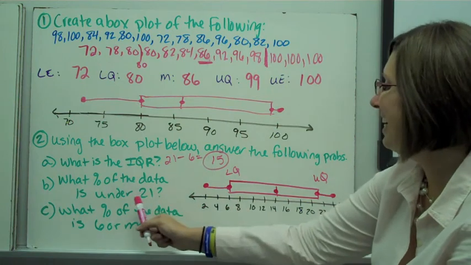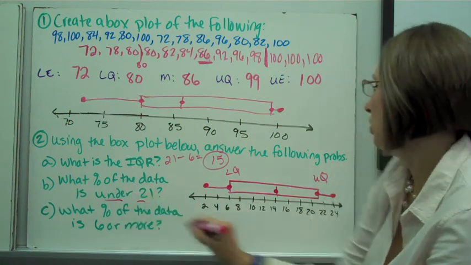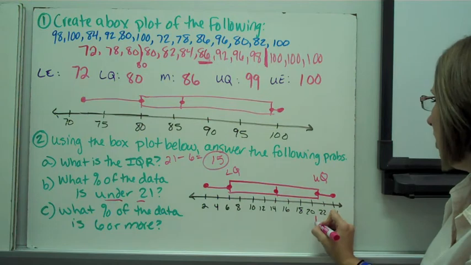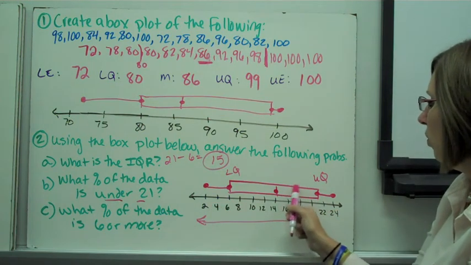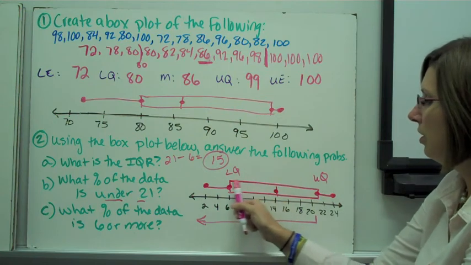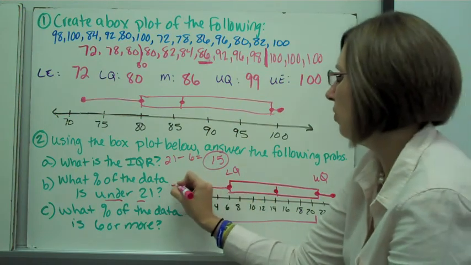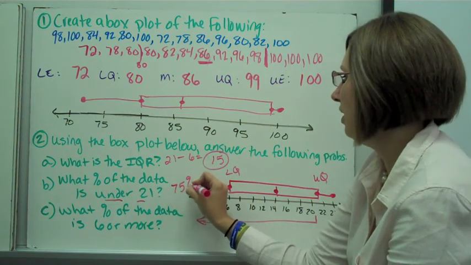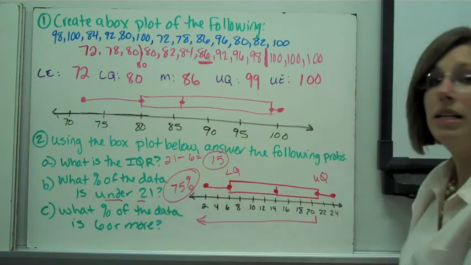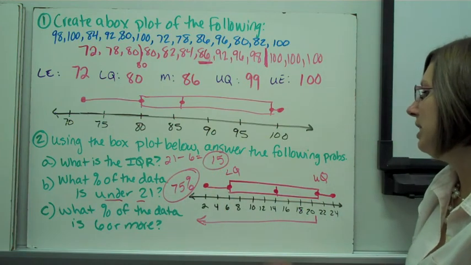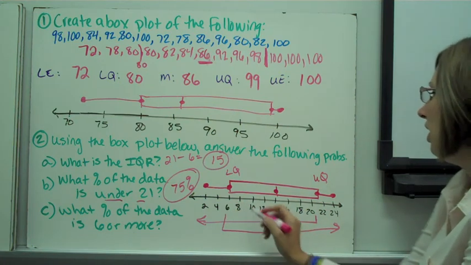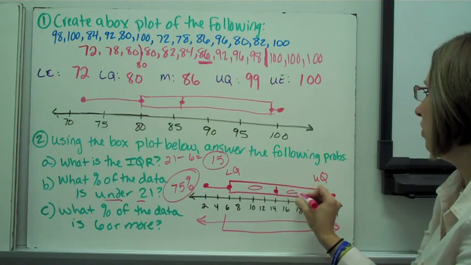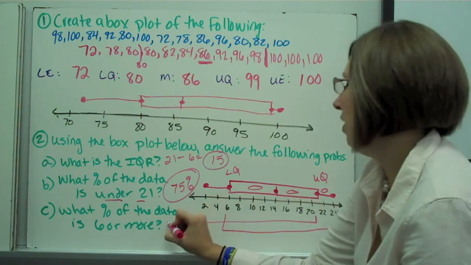What percent of the data is under 21? So here's 21, and I'm going under. So it looks like I have 1/4, 2/4, 3/4. 3/4 is worth 75%. And the last one, what percent of the data is 6 or more? So I've got 6 or more. That's 1/4, 2/4, 3/4. 75% again.